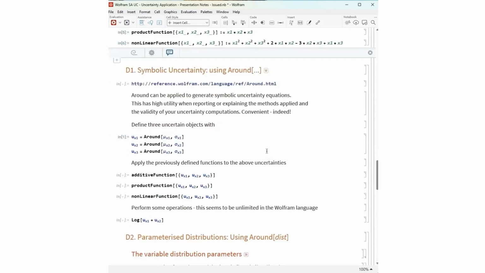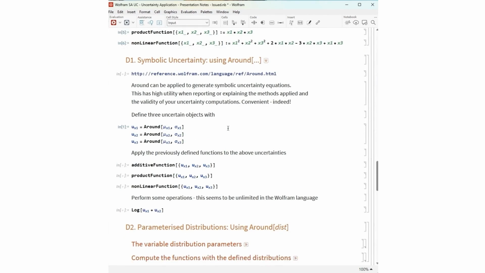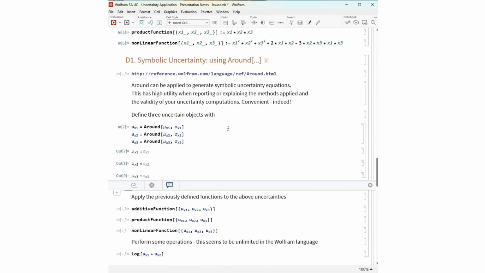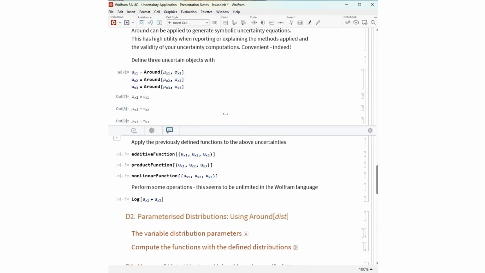If you then said there was uncertainty in x1, defined by Around using the mean of x1 and the standard deviation of x1, and the same for x2 and x3, you create three uncertain objects as such, mean plus or minus the standard deviation.